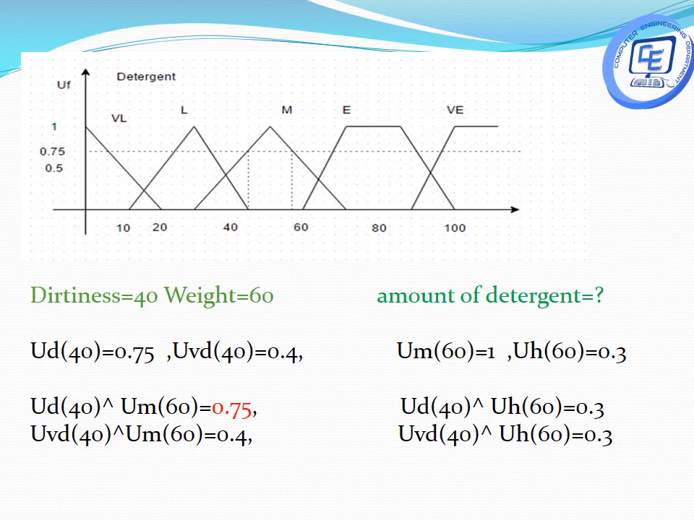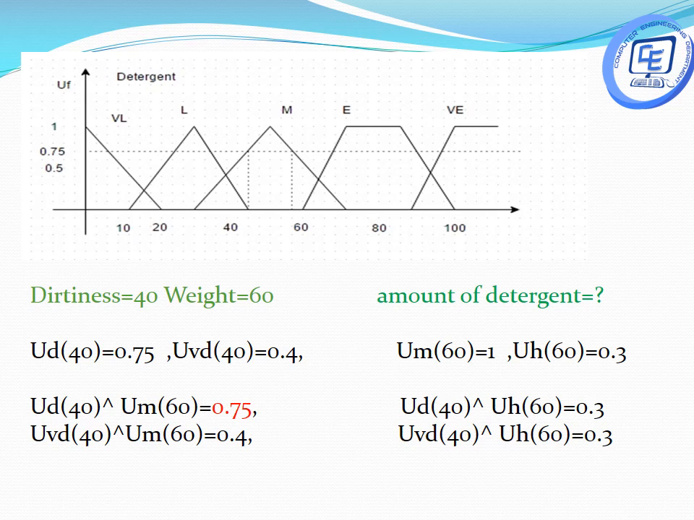Taking the combination of each, we will see how the pair is giving the values. Let's consider the first combination as D of 40 with M of 60. When we do intersection, we have to consider the minimum value. So from 0.75 and 1 we consider 0.75, and likewise next from D of 40 and H of 60, that is 0.75 and 0.3, the minimum value is 0.3.